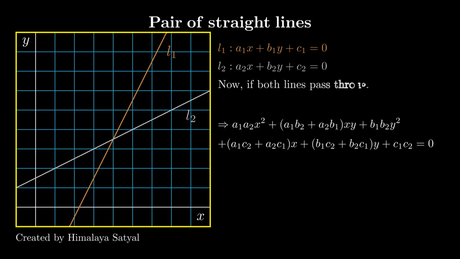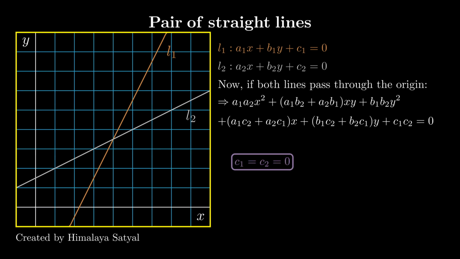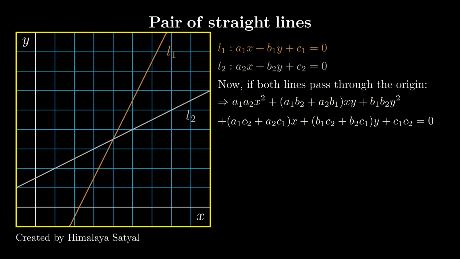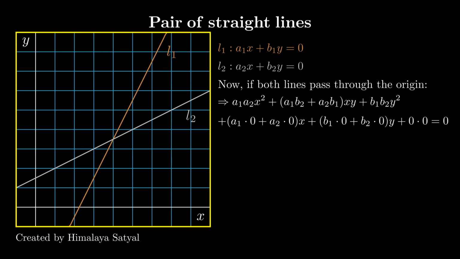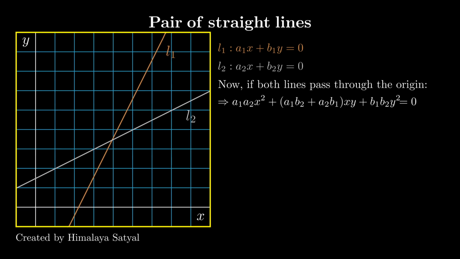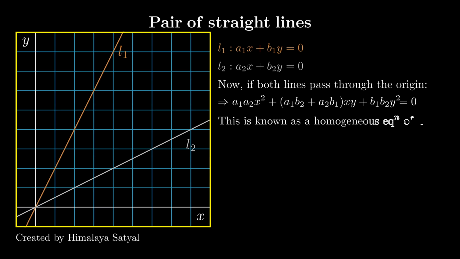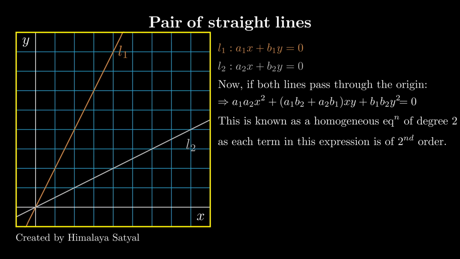Now imagine what happens if both lines pass through the origin. Both c1 and c2 will be 0. That will simplify our equation down to 3 terms, as all the terms dependent on c1 and c2 simplify to 0. This is known as a homogeneous equation of degree 2, as all the terms are of second order. This is in the form of ax squared plus 2hxy plus by squared is equal to 0.